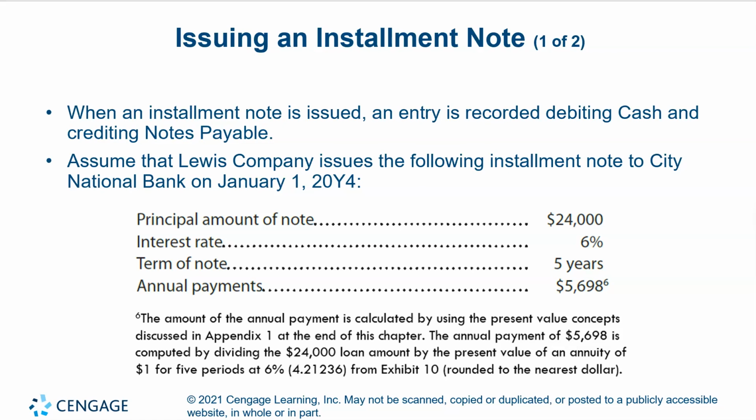So in this example, we have a principal amount of note of $24,000, an interest rate of 6%. It's a 5-year note, and we're going to have annual payments of $5,698. So we're going to make a payment once a year, and that payment will never change. It'll always be $5,698. But what will change is the allocation between the amount that went to principal and the amount that went to interest.